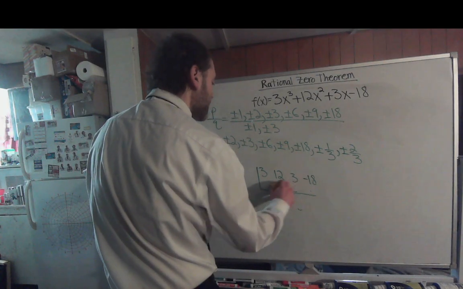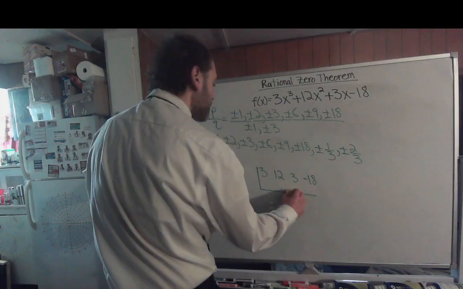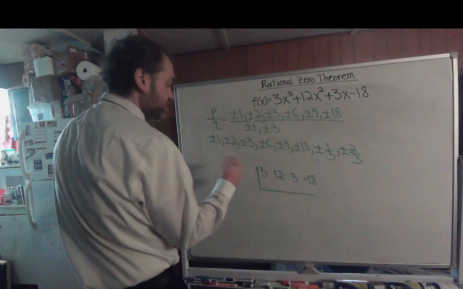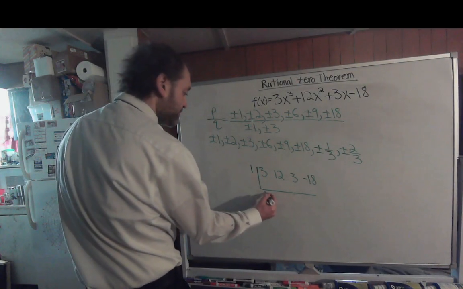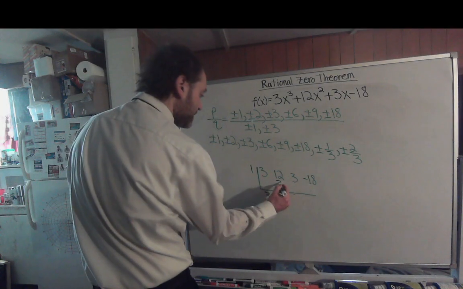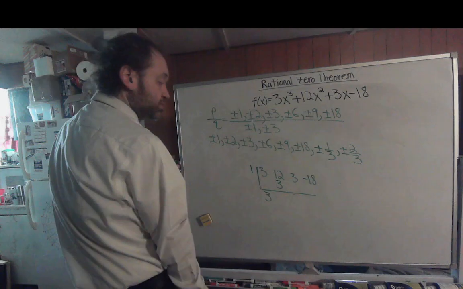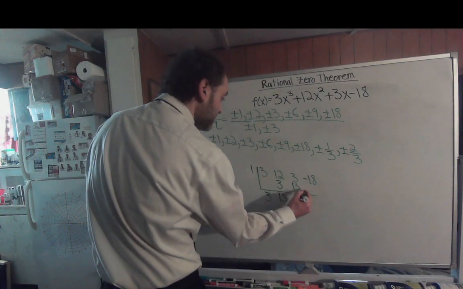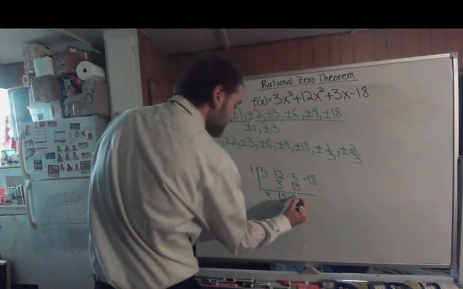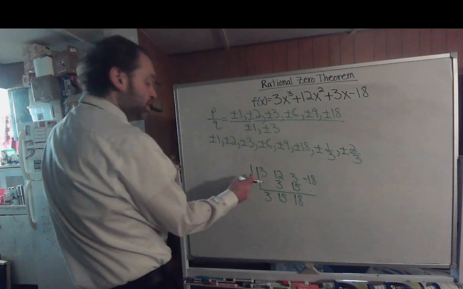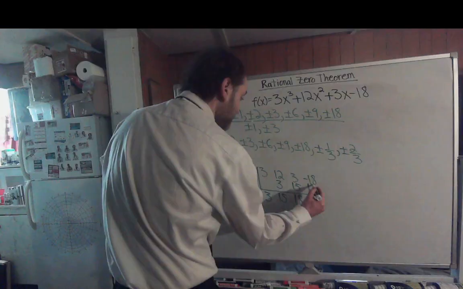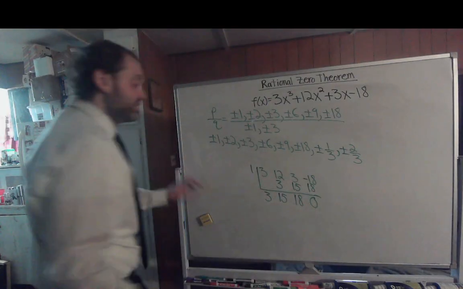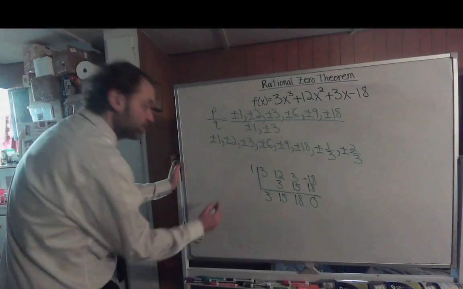Why don't we try 1? None of the fraction ones are going to work in this case. I'm pretty sure of it. So let's just try 1. Bring down the 3. 1 times 3 is 3. Alright, 12 plus 3 is what? That's 15. 1 times 15 is 15. 3 plus 15 is 18. 1 times 18 is 18. Well, negative 18 plus 18, guess what? We have 0. We just got a factor then, since we have a remainder of 0.